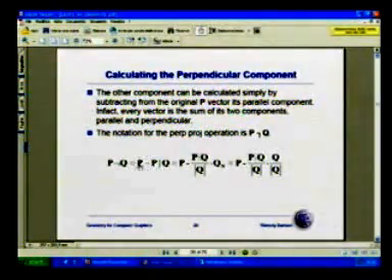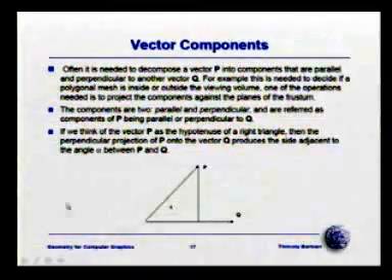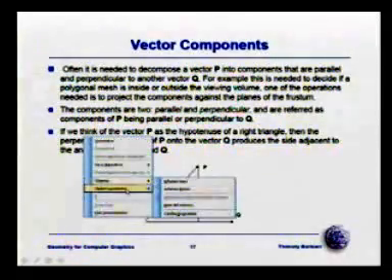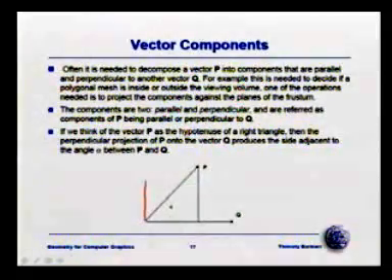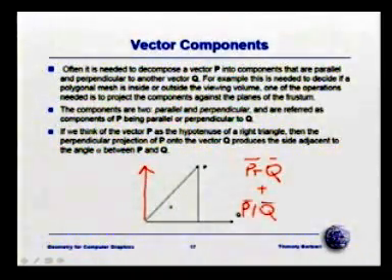So what we do is P, actually it's not like I said. Forget it. Let's do it again. Sorry. This one is the sum of P parallel to Q, let's reason like that, plus P perpendicular to Q. This is this one. Okay?